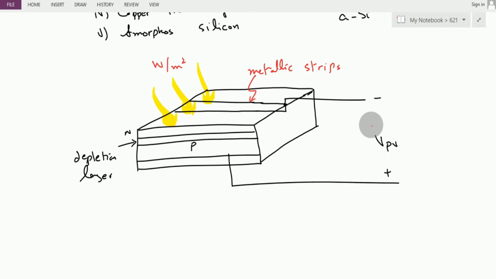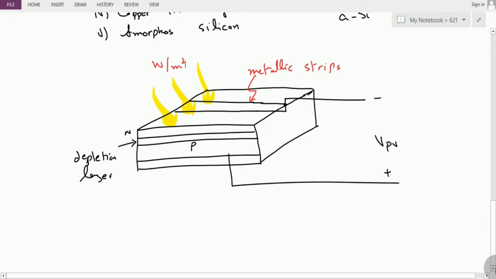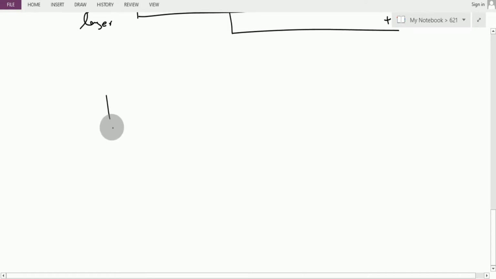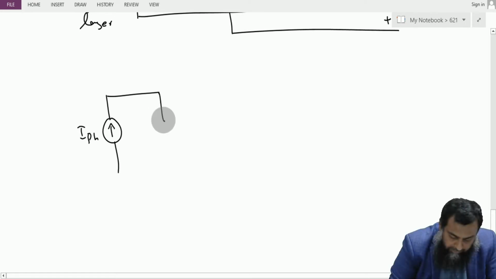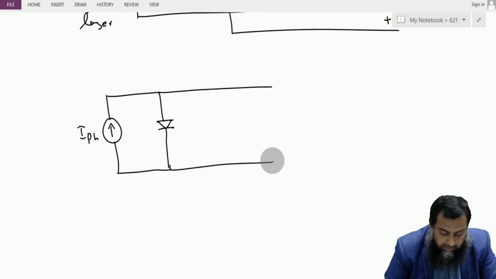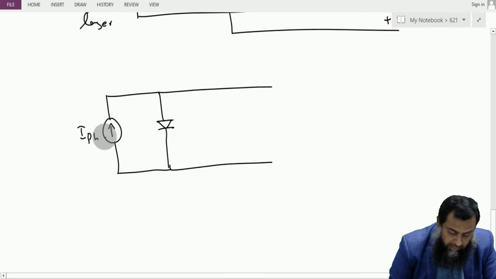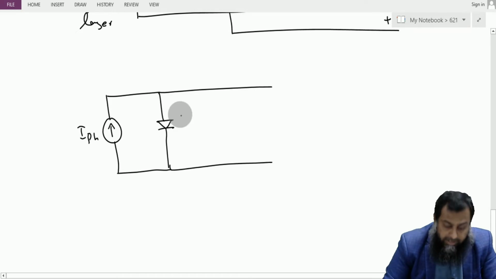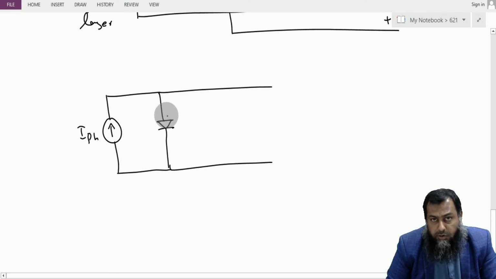is basically characterized by two important parameters. The first one is the current source, which is the photocurrent IPH, and the other one is a diode that represents the p-n junction, which is the foundation of a solar cell. This represents an ideal PV cell here. So an ideal PV cell has a current source, represented by an independent current source, and in parallel to that we have a diode which represents the p-n junction formed inside a photovoltaic panel.